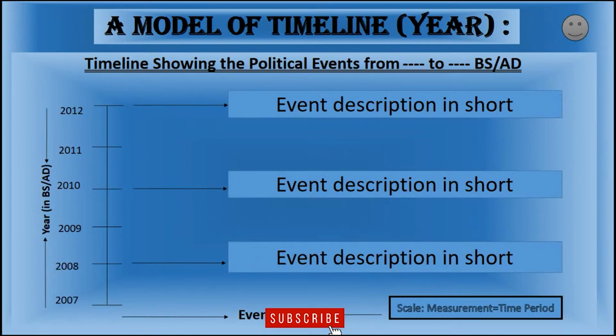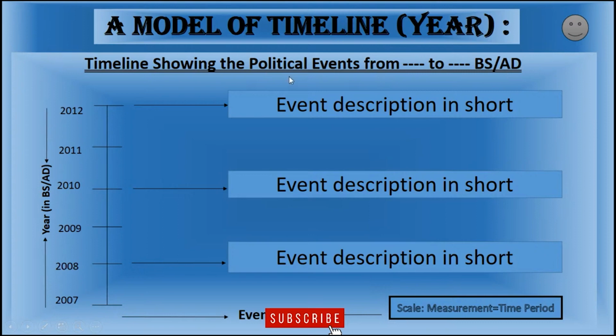Look here, we have got a model of a timeline having year. Let's name it the year timeline, the timeline having only the year. So the timeline has this model, so I would like to show you here. Now this is the title: timeline showing the political events from this year to this year, BS or AD. It can be BS or AD.